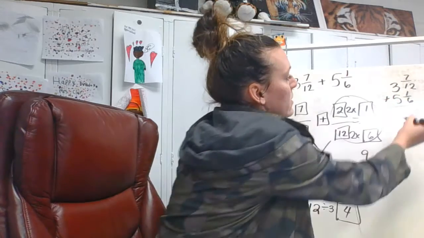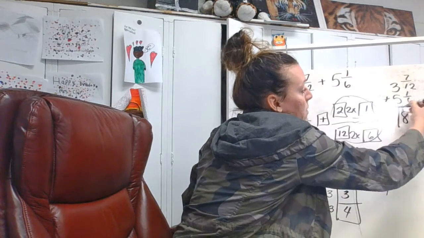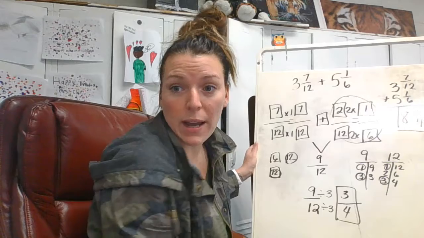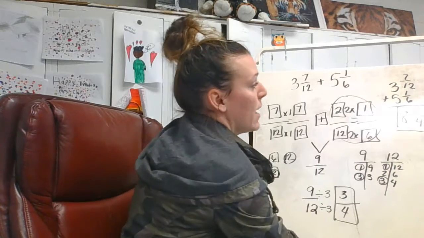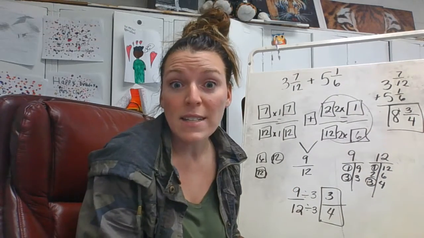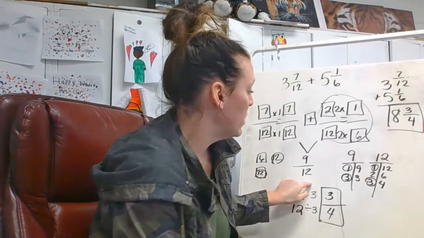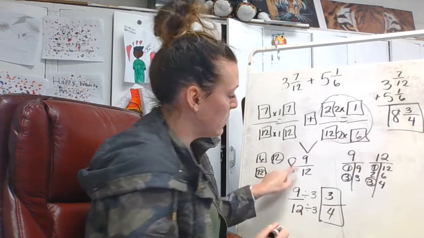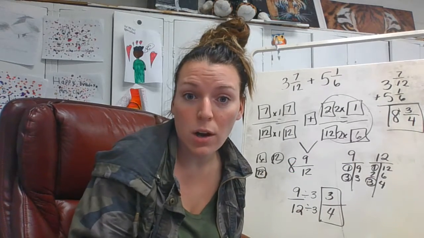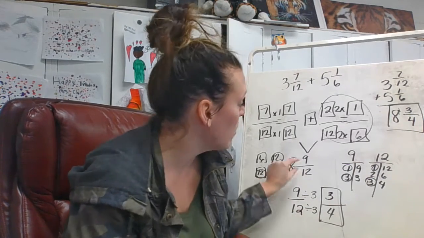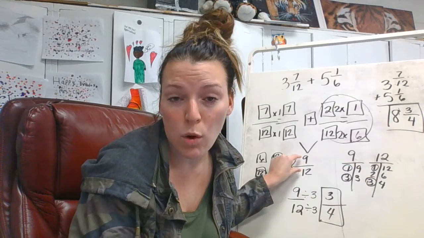3 plus 5 is 8. Now this is our answer. 8 and 3/4. Now if you get into iExcel and you forget to simplify and you put in 8 and 9/12, are they going to count that right or wrong? Wrong, because they want you to have the simplest form.